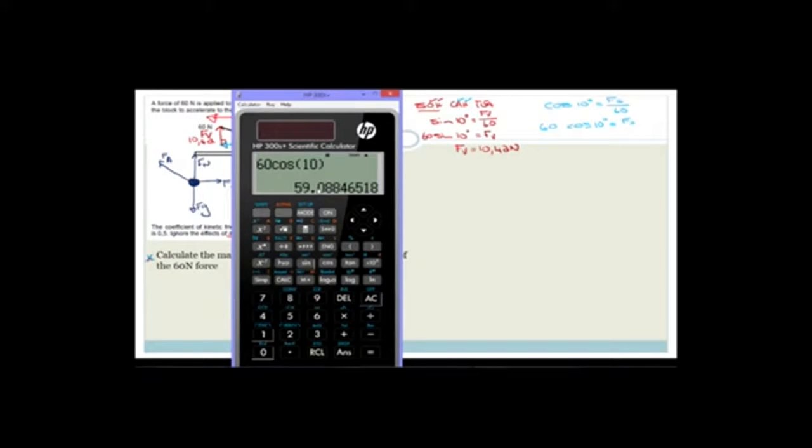Now, remember, we always round it up to two decimal places. So we look at the third one, and that's an 8. So rounds that up, so it becomes 59.09. So therefore, the F horizontal is 59.09 newtons. And I'm going to write that in, 59.09.